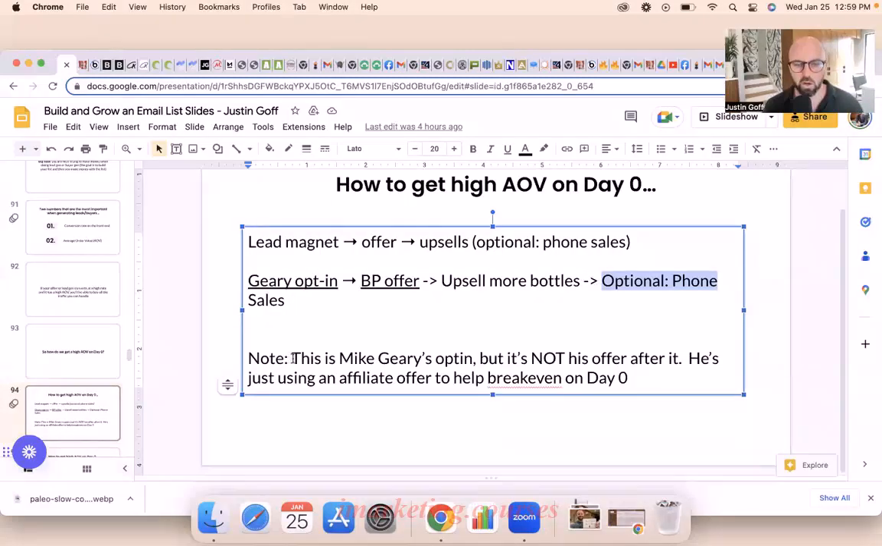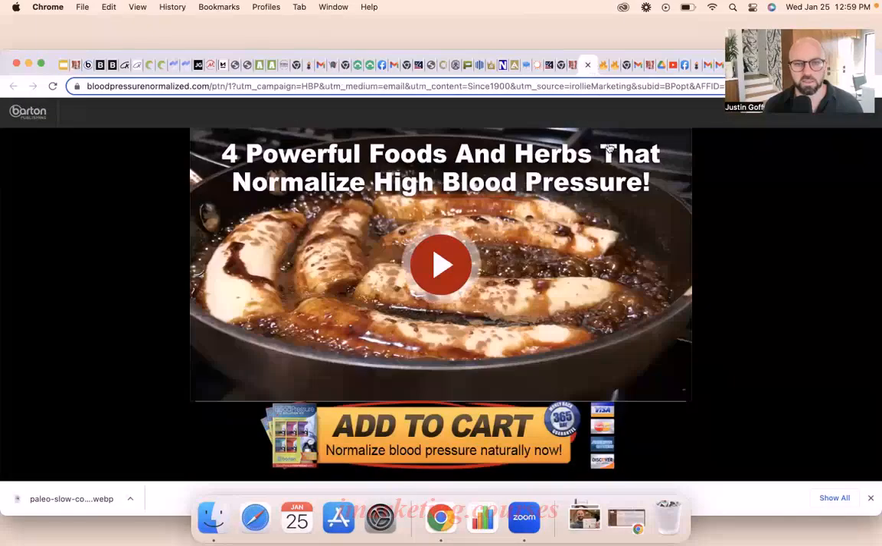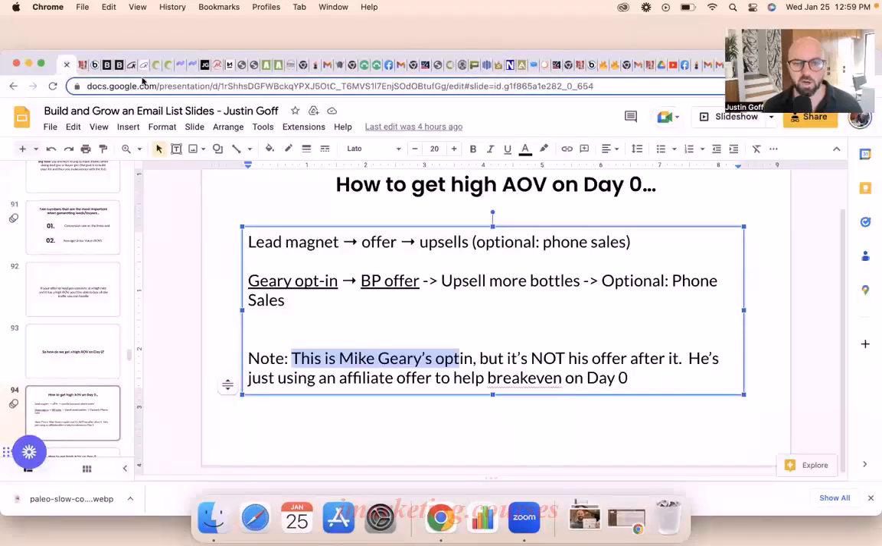One thing I did note down here that's really cool that Mike's doing, that I think would appeal to a lot of you: this is Mike's opt-in. He's running this. He's getting all the leads. This is just an affiliate offer. This is not his offer. He's literally just sending them to this other offer to kind of liquidate some of the cost of the traffic he's buying. So that's a pretty easy way to have an offer after your opt-in if you don't want to create your own offer.